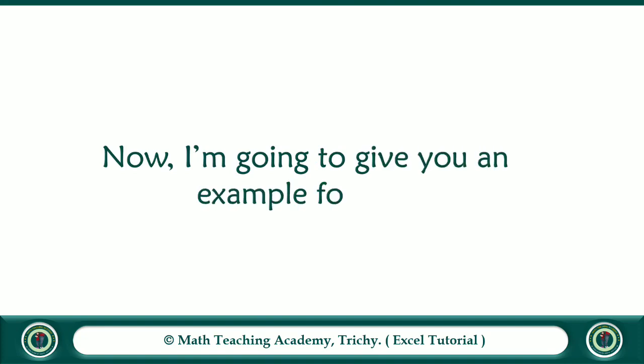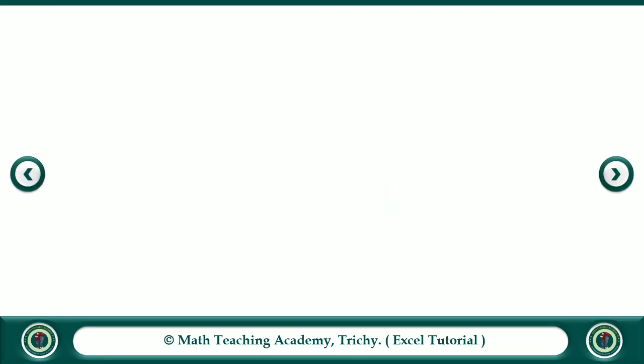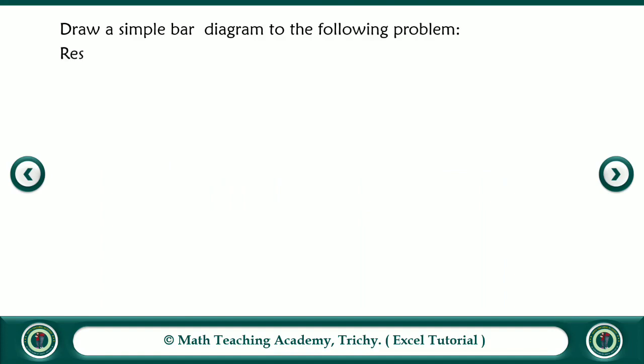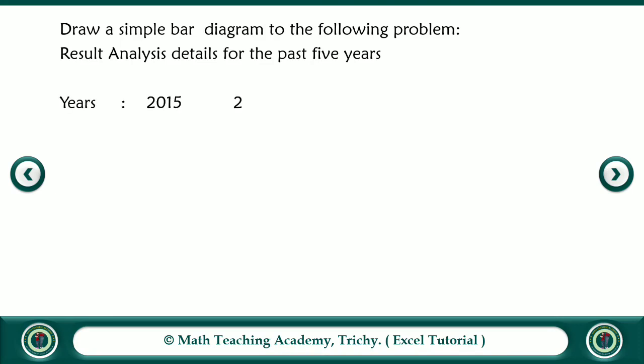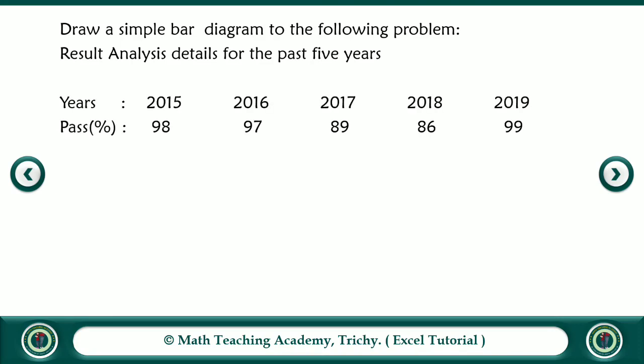Now I am going to give you an example for you. Draw a simple bar diagram to the following problem. Result analysis detail for the past 5 years. Years and pass percentage have been given. So draw a simple bar diagram to the above data.